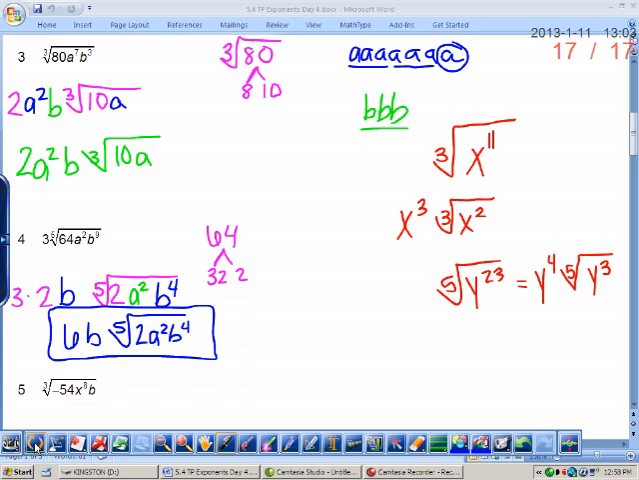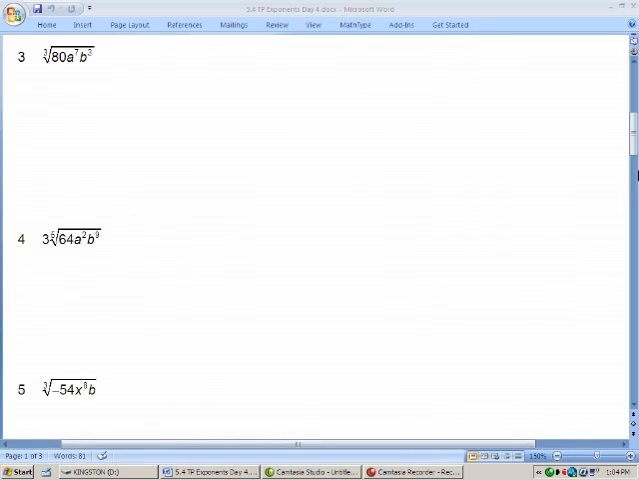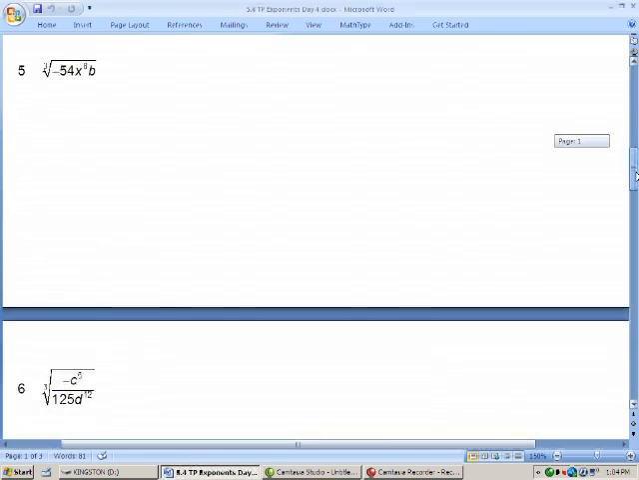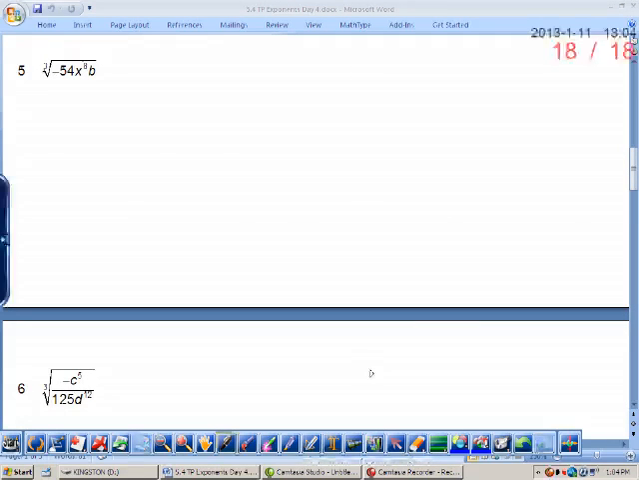All right, look at the next one. The third root of negative 54x to the 8th b. Am I allowed to take the cube root of negative 54? Yes. You are allowed to take odd roots of negative numbers. We talked about that yesterday. You are allowed to take odd roots of negative numbers.